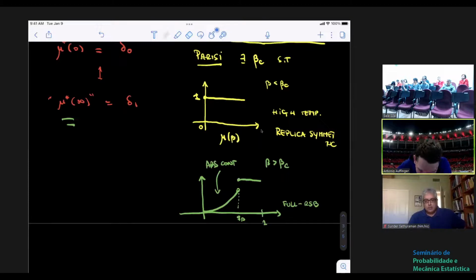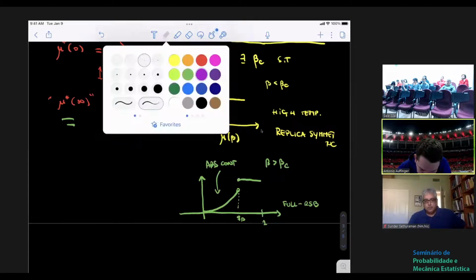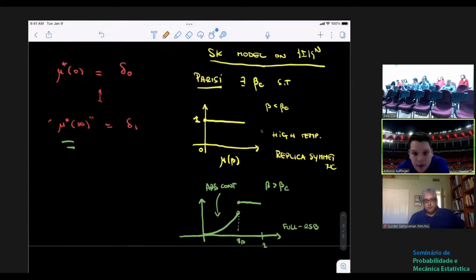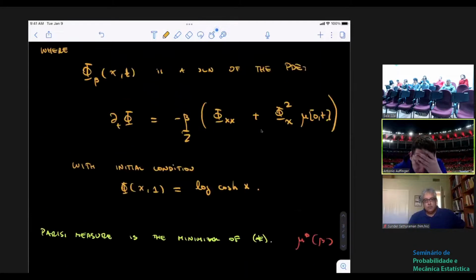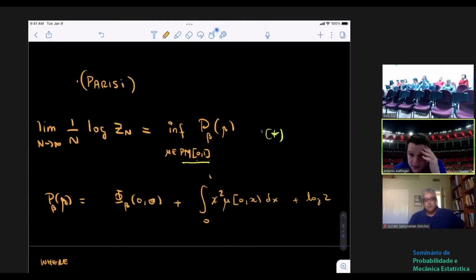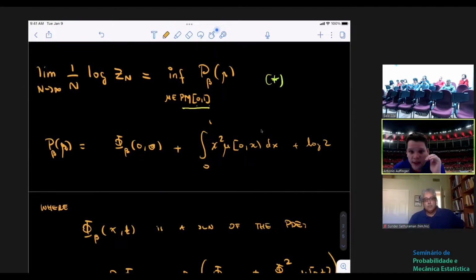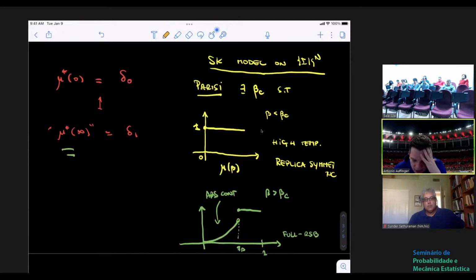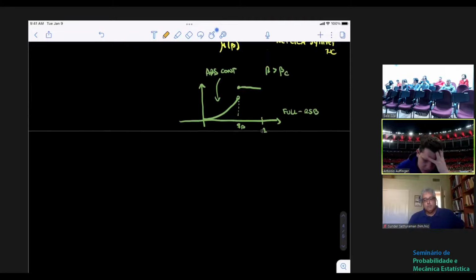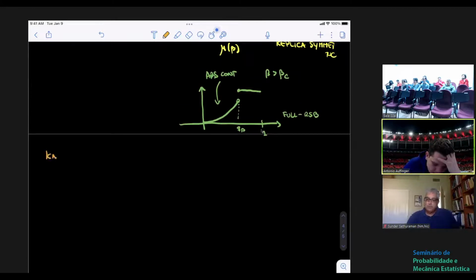What is known math-wise? At this point, you can just forget about spin glasses. What you're trying to do is just real analysis, in fact. You're trying to solve this variational problem and explicitly write down what the properties of the minimizer should be. So what is actually known?